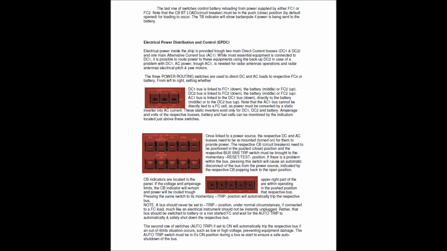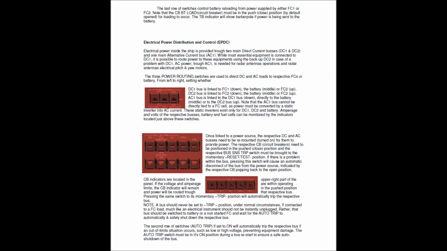Note that the AC1 bus cannot be tied directly to a fuel cell, as power must be converted by a static converter into AC current. These static converters exist only for DC1, DC2, and the battery. Amperage and volts of these respective buses, battery, and fuel cells can be monitored by indicators just above these switches.